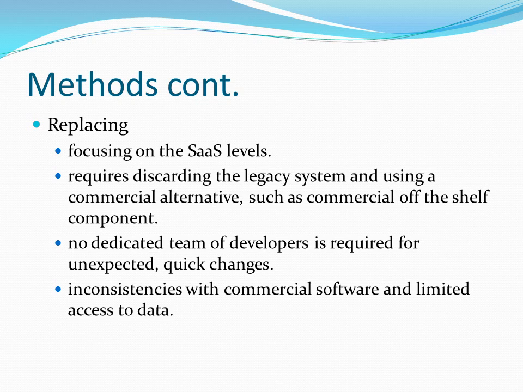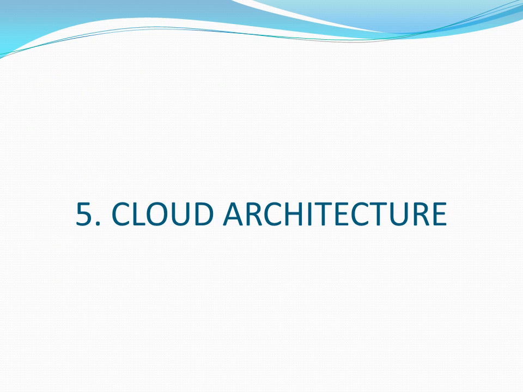According to Gartner, there are 5 alternatives when moving legacy systems to the cloud. These alternatives include rehosting, refactoring, revising, rebuilding, and replacing. Now let's take a look at the different cloud architectures.